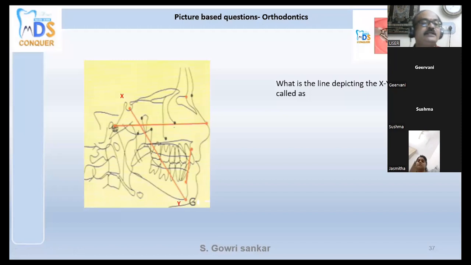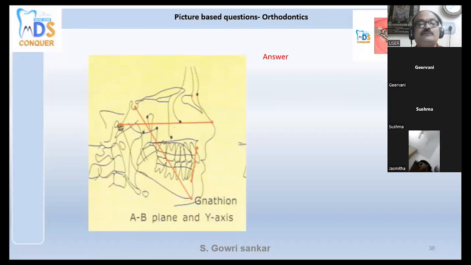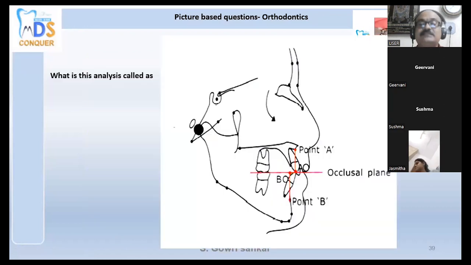If the angle is more, what does it indicate? What is the normal angle? No, it is not class 2. It indicates vertical growth, or the mandible is rotating backwards, around 54 to 59 degrees. If it rotates back, this angle increases. It indicates the downward and backward rotating mandible. At the same time, if this angle closes, it indicates a forward or anti-clockwise growing or a horizontal growing mandible. Yes, exactly correct. So this is your Y-axis.